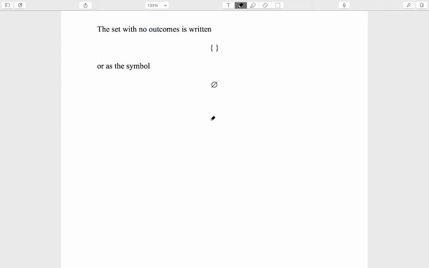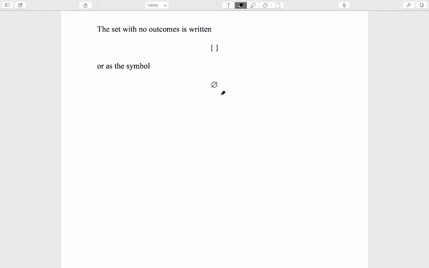Another event we need to work with, that you really might not have thought of, is the event with no outcomes in it. This is the empty event. This is written either with empty braces, not enclosing any outcomes at all, or with this symbol, the null set symbol. This is a 0 with a diagonal line through it.